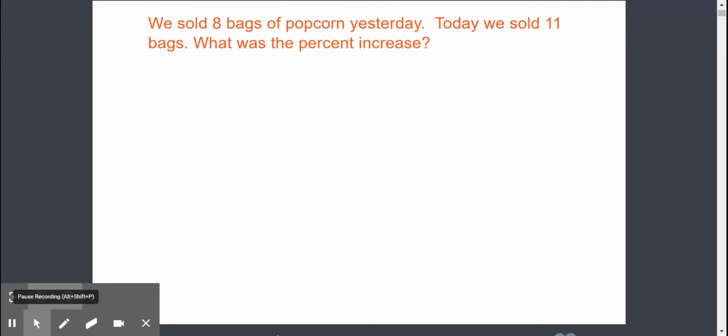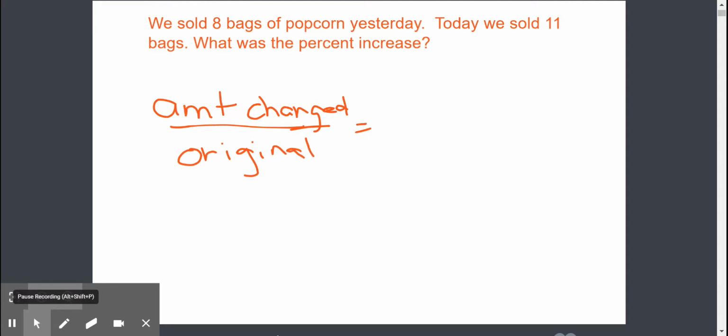Let's try this one. We sold 8 bags of popcorn yesterday. Today we sold 11 bags, and they want to know the percent increase. So our first step, remember our formula. To find percent change, we have to find the amount that it changed. And what's the bottom number? The original amount. And then we find the percent for that.